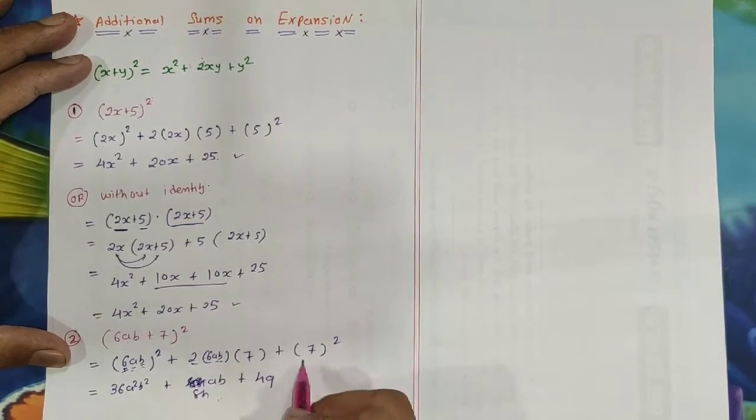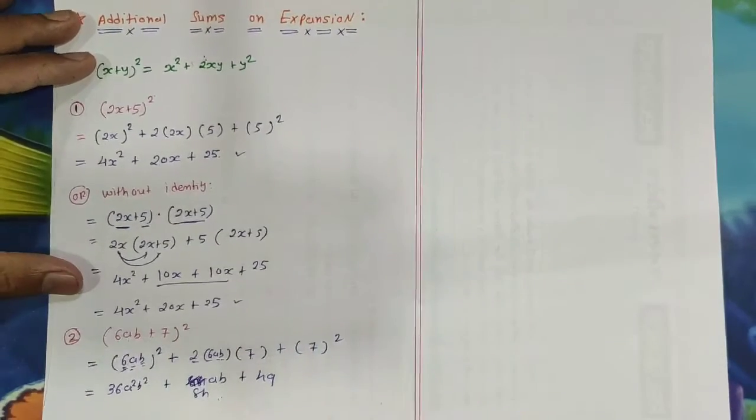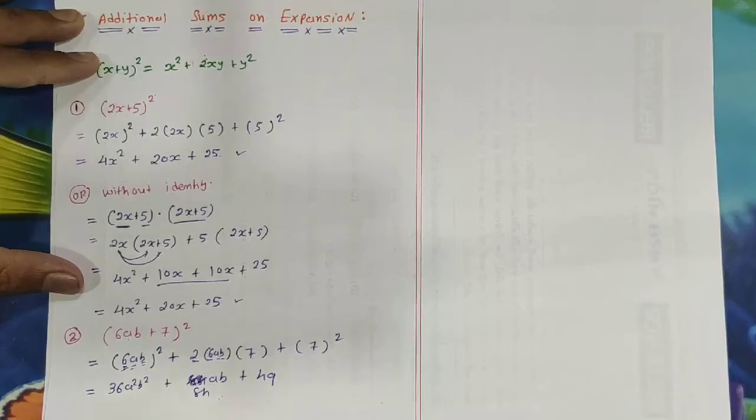This will be 84 plus 7 square, 49. Clear now? So you have to take care of these multiplications.